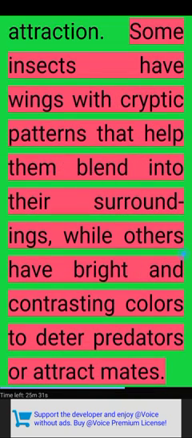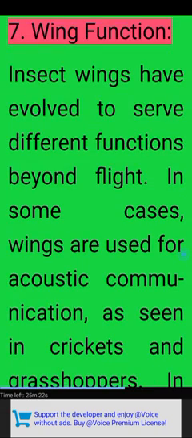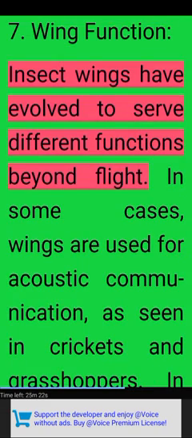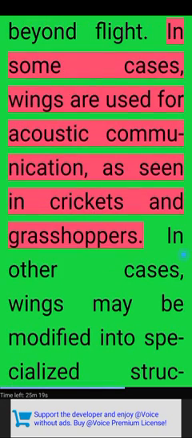Some insects have wings with cryptic patterns that help them blend into their surroundings, while others have bright and contrasting colors to deter predators or attract mates. 7. Wing function. Insect wings have evolved to serve different functions beyond flight. In some cases, wings are used for acoustic communication, as seen in crickets and grasshoppers.